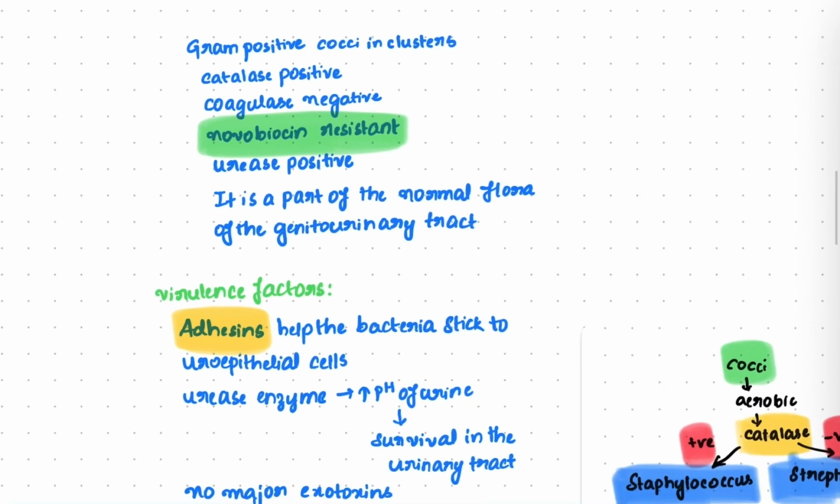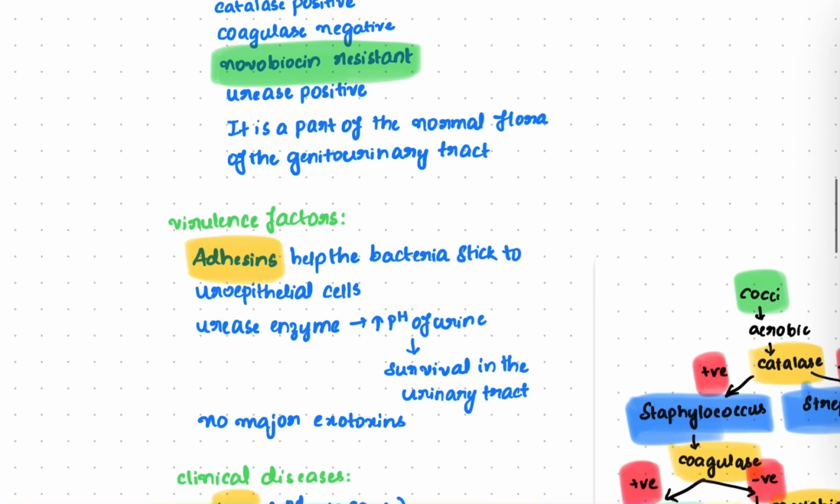The virulence factors of saprophyticus are adhesins. These are present in the bacteria and help them stick to the uroepithelial cells present in the genitourinary tract. It is also a urease-positive organism, so it produces urease. The urease enzyme increases the pH of the urine so that there is no low pH. This increase in the pH of the urine helps the bacteria survive in the urinary tract. So these two are the virulence factors, and there are no major exotoxins produced by Staphylococcus saprophyticus.